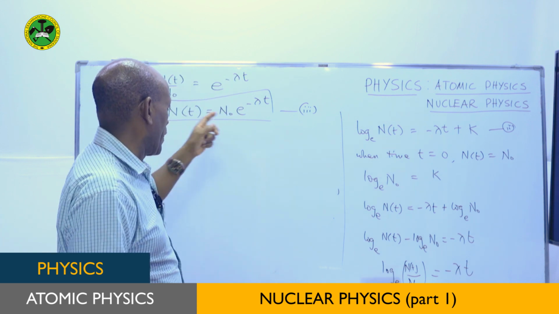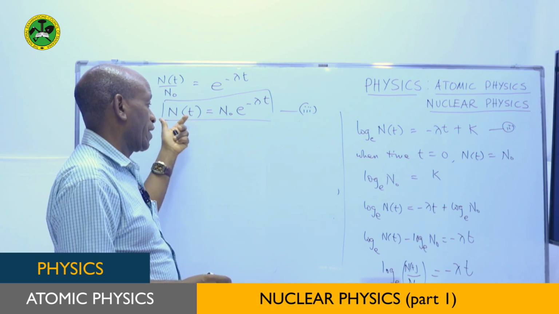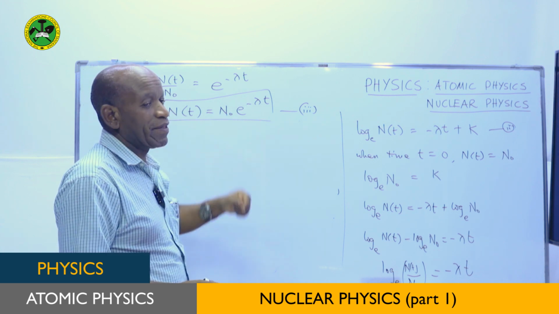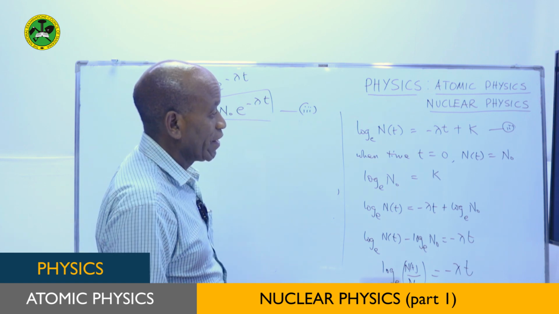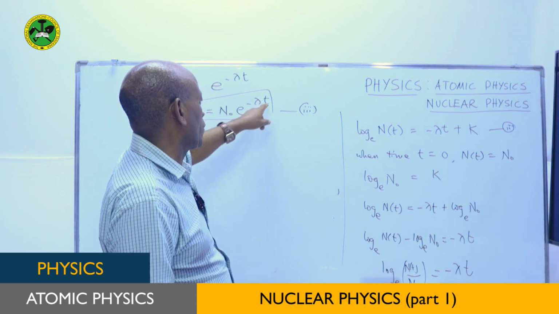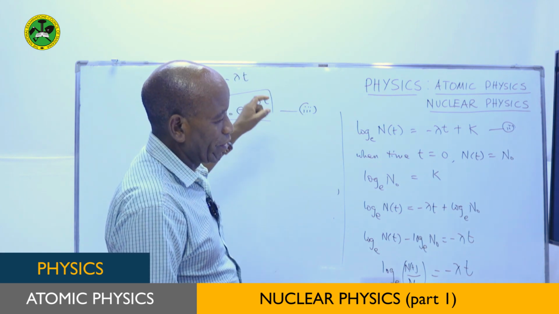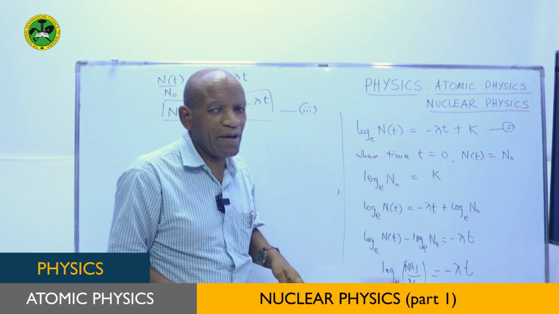So here we get the number of radioactive atoms at any particular time t given by that expression. Remember, the lambda there is what we call the decay constant. Okay, so we have just obtained this equation as equation number 3.